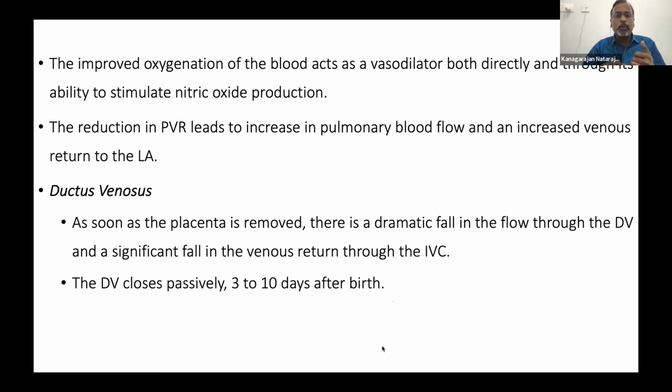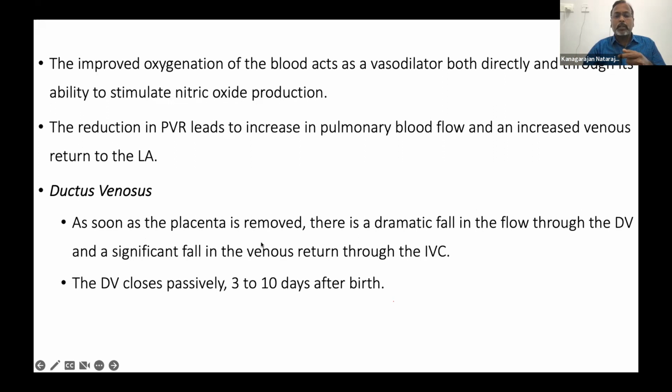It all leads to a reduction in the PVR, an increase in the pulmonary blood flow, and most importantly, now the LA starts getting blood directly from the pulmonary veins. So there is an increase in the venous return to the LA. So what's happening to all the shunts now?